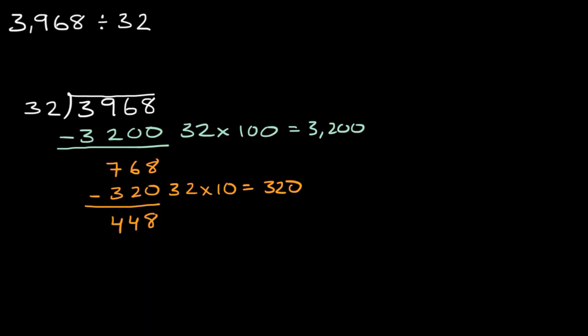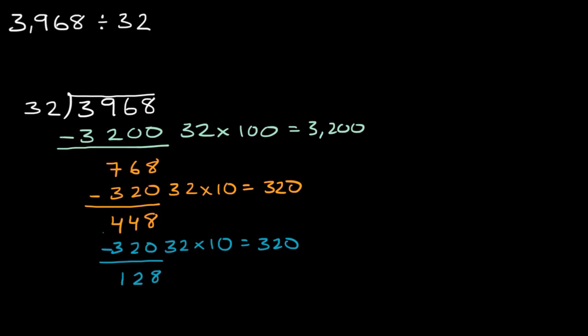Well, this is interesting because 320 still goes into this. So let me try this. Let me now think about 32 times 10 again, which is going to be 320. So I'm going to go 10 more times. So that's going to be another 320. Let me subtract. 8 minus 0 is 8. 4 minus 2 is 2. And then 4 minus 3 is 1.